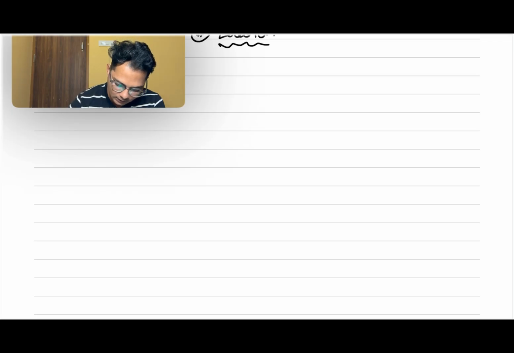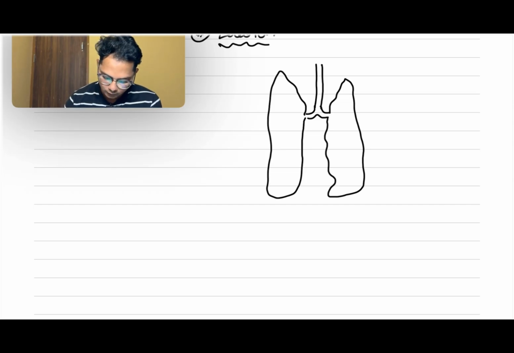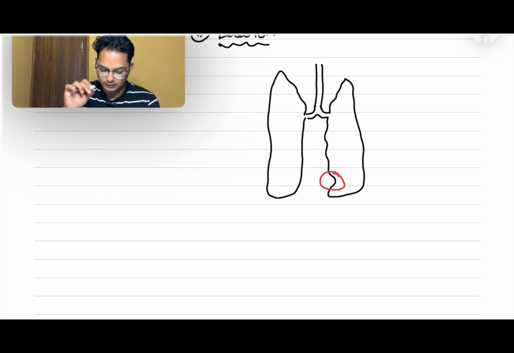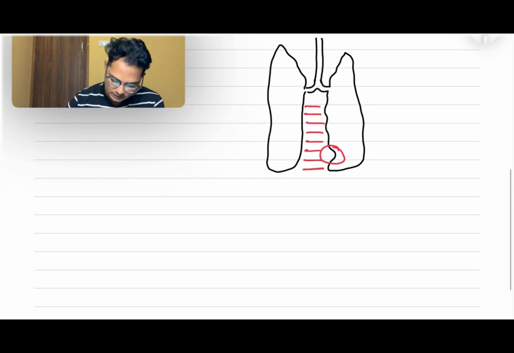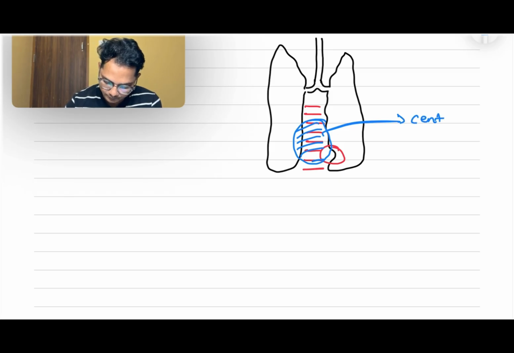Got it? So let me draw the structure of the lungs first, because without this you will not be able to understand how it is located. Let me draw this lung first, and then I'll explain. Before moving on, I want you to observe this dip in the left lung, and this space present between the lungs, because the heart will be present in this manner. The blue areas, it is present in this manner. So we can say it is present at the center.